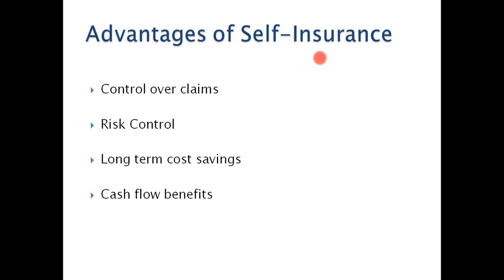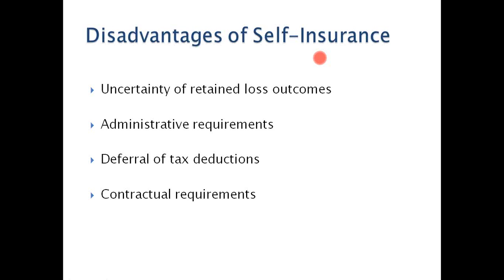We talked a little bit about risk control: the more risk control you have, the better claims experience you're going to have, and that will help control costs and bring long-term cost savings. When you have better experience and fewer injuries, you're going to have long-term cost savings. You also have some cash flow benefits: you're not tying up money by giving it to an insurance company. The money you hold for your self-insured program is going to earn interest, so you have some cash flow benefits. Those are the main advantages when you look at why you'd want to do self-insurance.